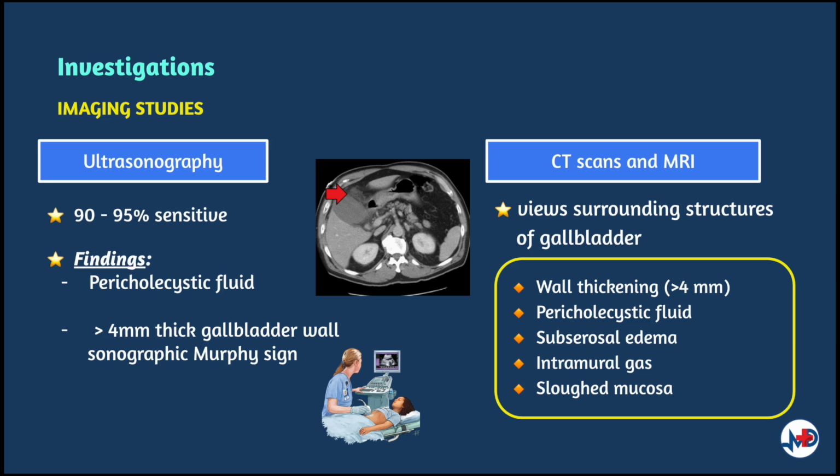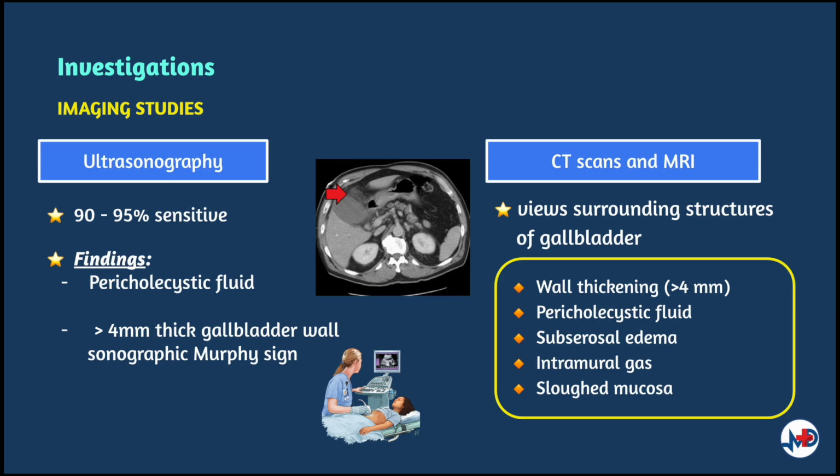Ultrasound findings that are suggestive of acute cholecystitis include pericholecystic fluid collection, gallbladder wall thickening greater than 4 mm, and sonographic Murphy's sign. The presence of gallstones also helps to confirm the diagnosis.